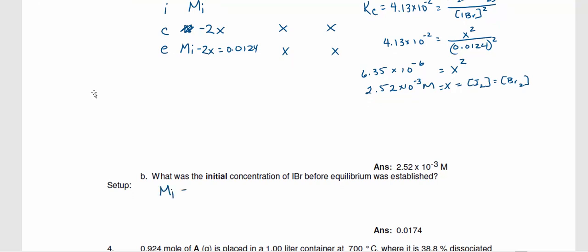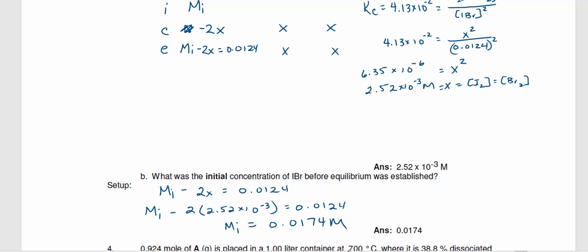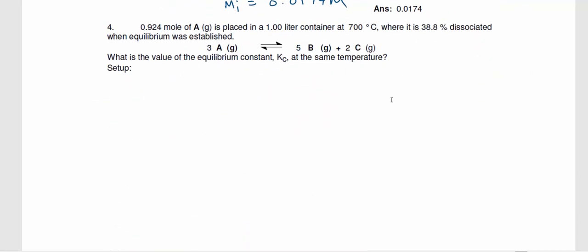Well, Mi minus 2x is equal to 0.0124. Now the only part we don't know is that Mi, because x is 2.52 times 10 to the negative 3. So with just a little bit of algebra, you should be able to find out that the initial concentration then is 0.0174 capital M molarity. Number 4, if we have 0.924 moles of A placed into a 1 liter container where it's 38.8% dissociated when equilibrium is established, then what is the value of the equilibrium constant at the same temperature?